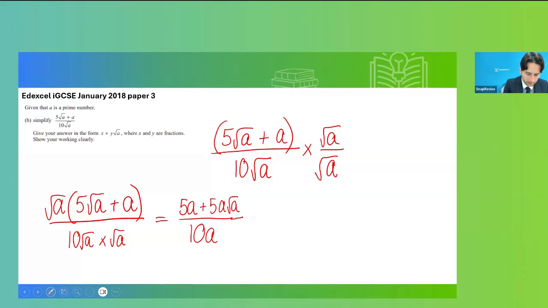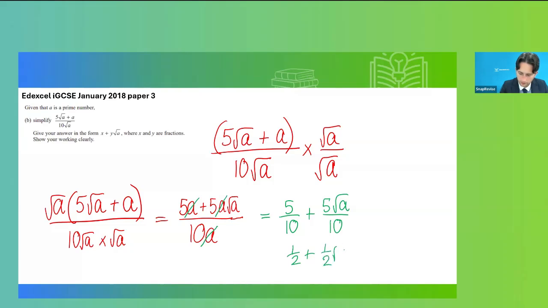And that bit becomes 5A root A, which looks a bit weird. But what we can do is now cancel it down. And we end up with 5 over 10 plus 5 root A over 10. Or in other words, a half plus a half root A. Where x and y are fractions, well they are, and they're both equal to a half.